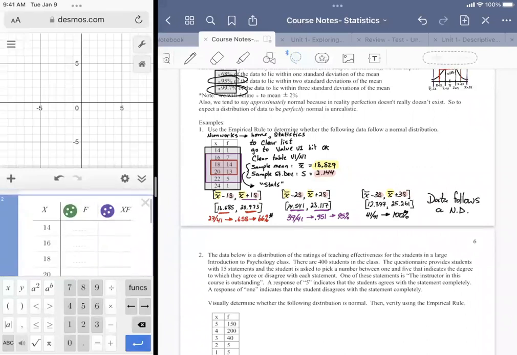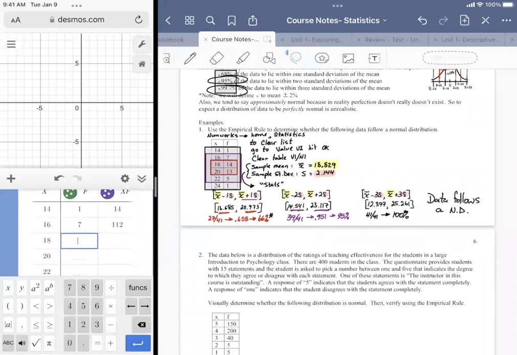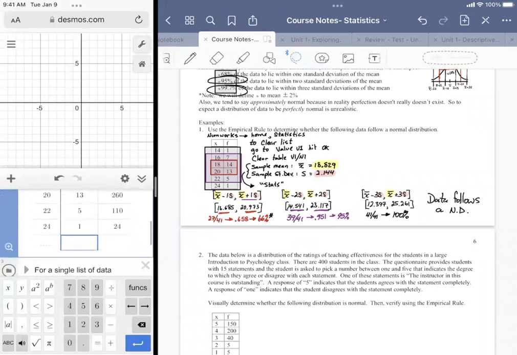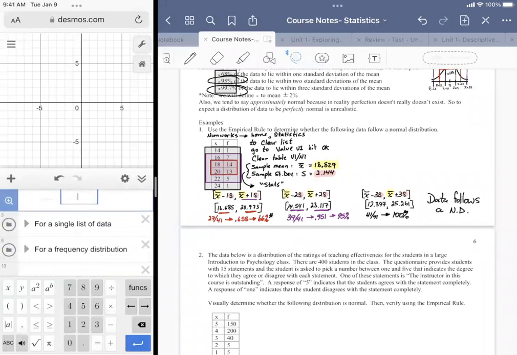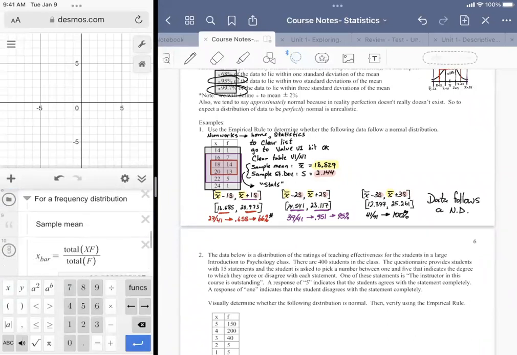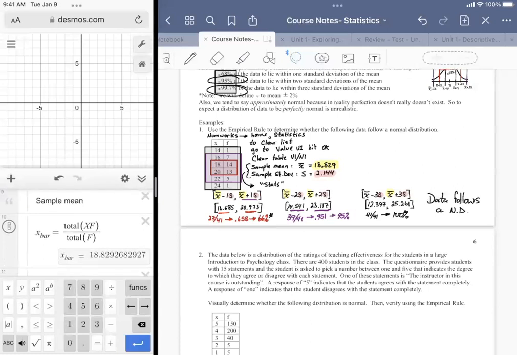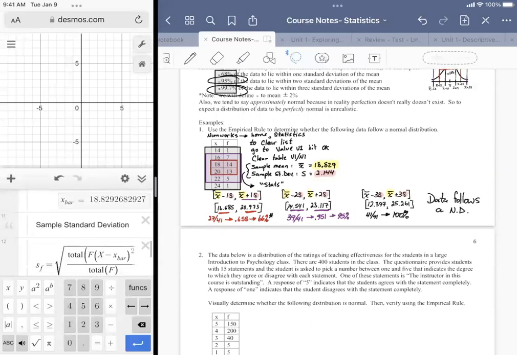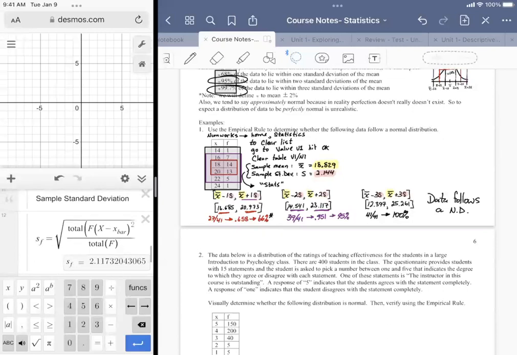And then my frequency values: 1, 7, 14, 13, 5, and 1. So this is not a single list of data. It's a frequency distribution, so I'd hit the little drop down there. It'd give me the sample mean of 18.829, and it'll give me the sample standard deviation of 2.1. Well, it should be 4.4. So even this is not working.